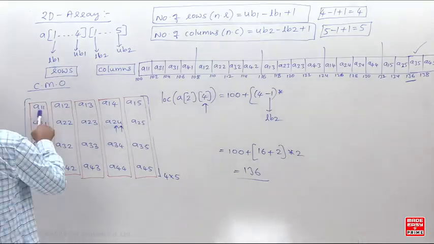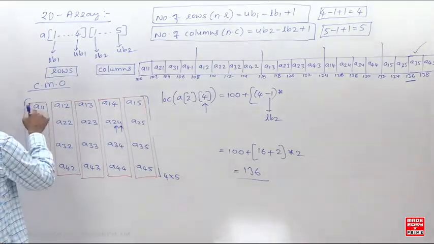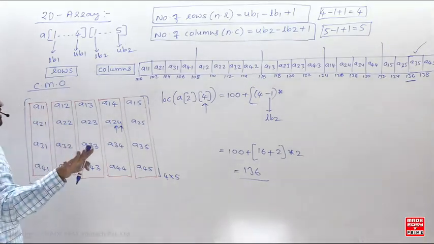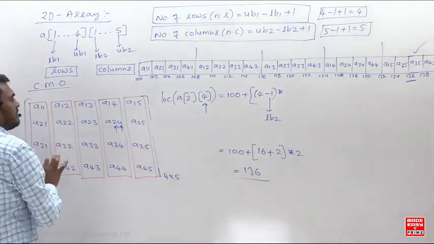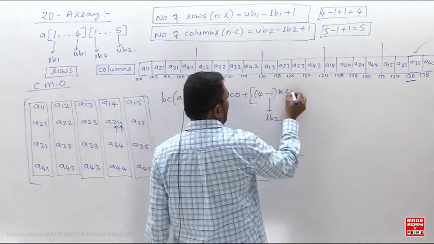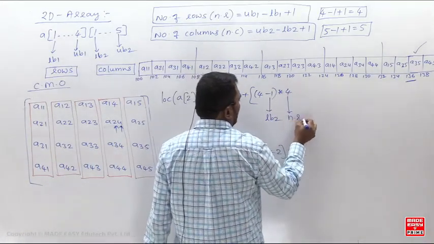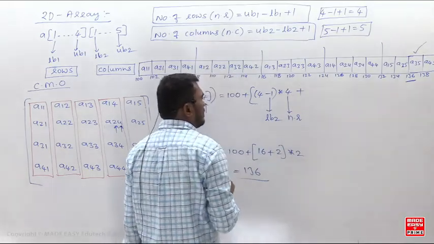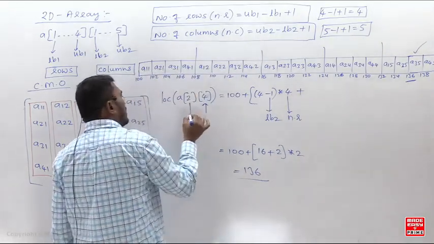And remember, every column is having how many elements? 4 elements. Look at here, every column is having 4 elements. What is this 4 here? Number of rows. Number of rows. Plus.